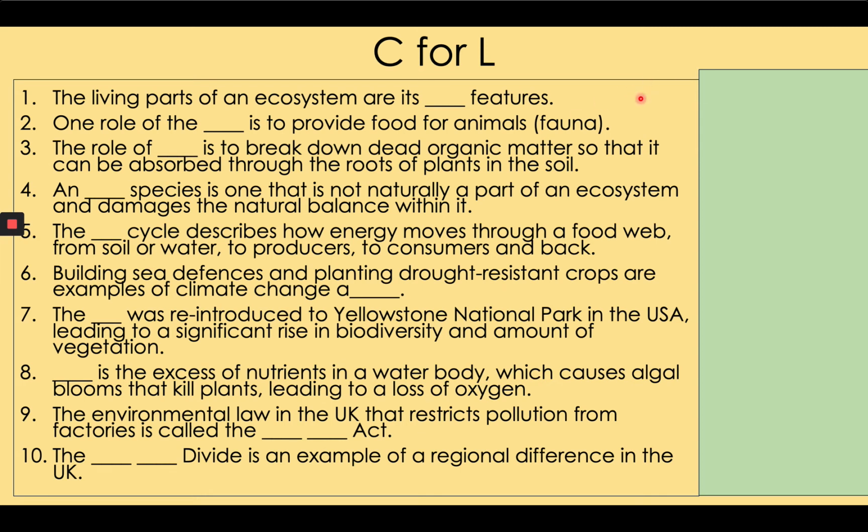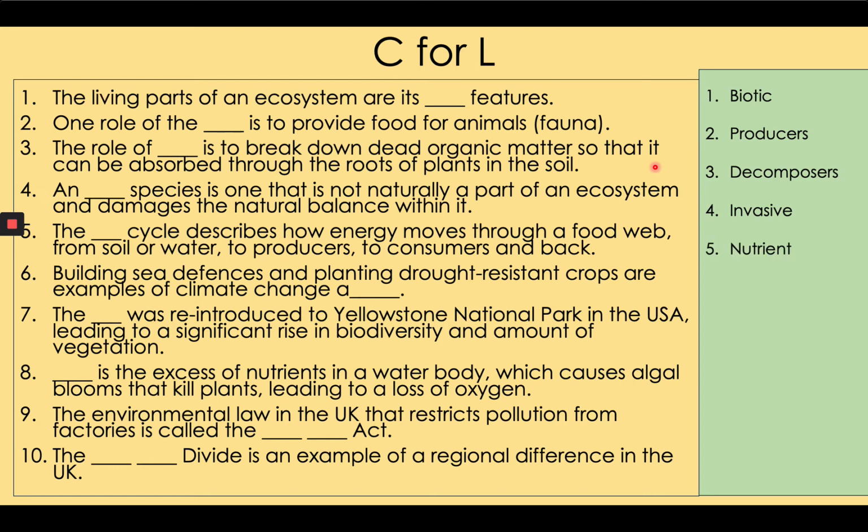Number 1. The living parts of an ecosystem are its biotic features. Biotic means living. 2. One role of the producers is to provide food for animals, also known as fauna. 3. The role of decomposers is to break down dead organic matter so that it can be absorbed through the roots of plants in the soil as nutrients. 4. An invasive species is one that is not naturally a part of an ecosystem and damages the natural balance within it. For example, a snake in Florida, which kills other animals.